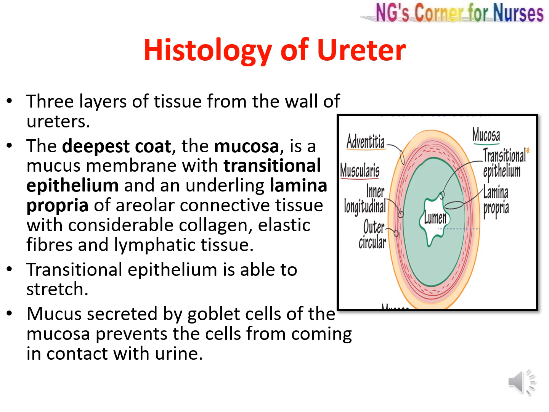Next, coming to the histology of the ureter. There are 3 layers of tissue in the wall of the ureters. The deepest coat is the mucosa. It is a mucous membrane with transitional epithelium and an underlying lamina propria of areolar connective tissue with considerable collagen, elastic fibers and lymphatic tissue. Transitional epithelium is able to stretch, and mucus secreted by goblet cells of the mucosa prevents the cells from coming in contact with urine.